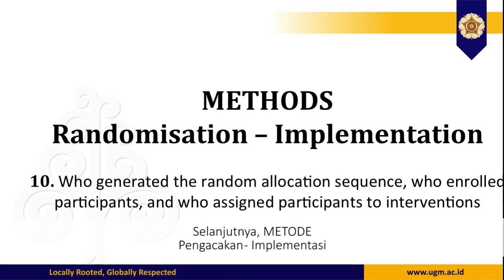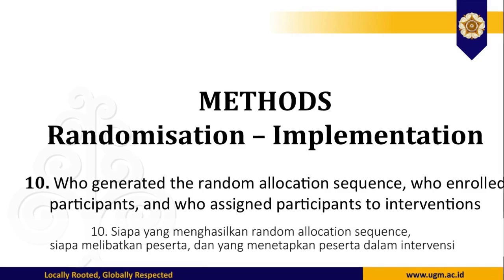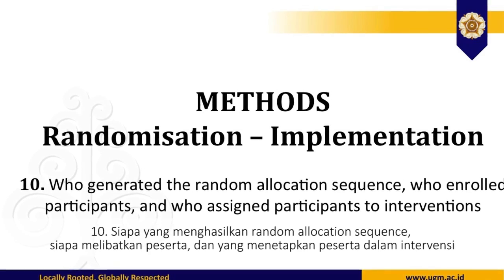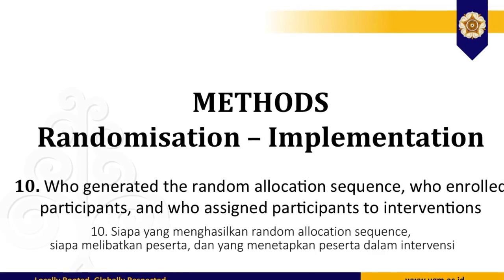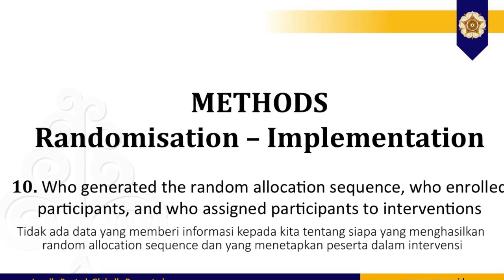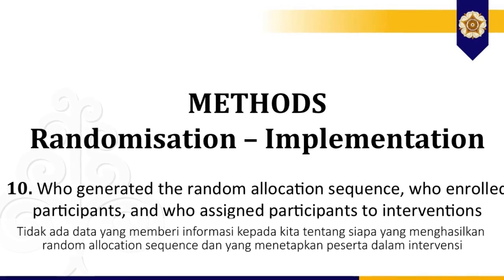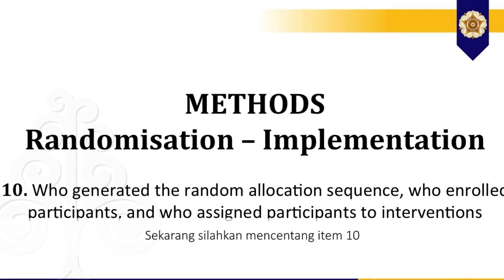Next, methods, randomization, implementation. Item 10: Who generated the random allocation sequence, who enrolled participants, and who assigned participants to intervention? No data tell us who generated the random allocation sequence, nor who assigned participants to intervention. Please check No for item 10.